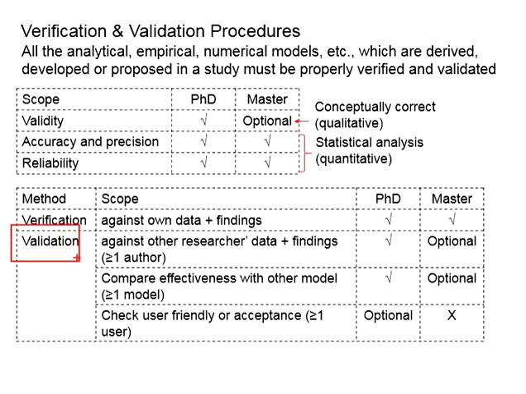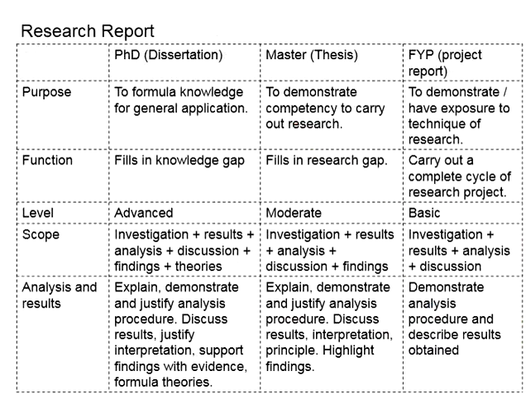Now, when it comes to the validations, checking against other researchers' data and findings, as well as determining the effectiveness as compared to other models, it will be optional for the Masters. You can choose to have these two. That means your Masters are at a more advanced level, and even if you don't have this, it is still okay to me. As for the PhDs, these two will become part and parcel of the research program. The reason here is the purpose of making it for general applications.